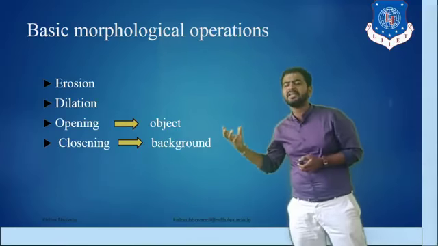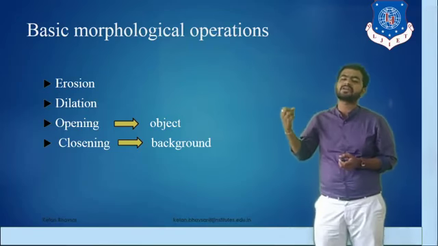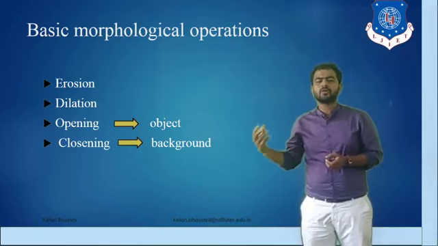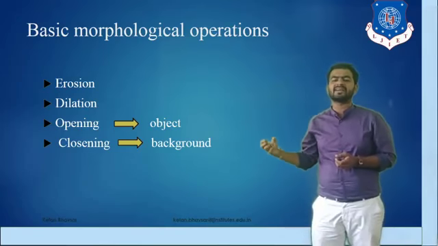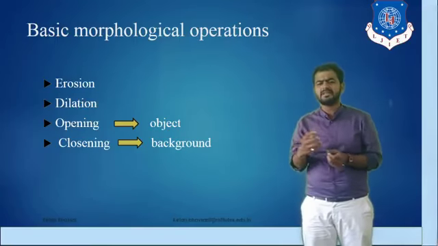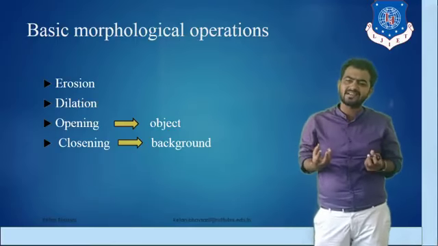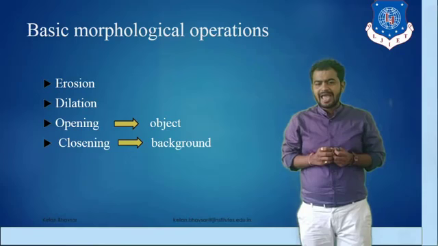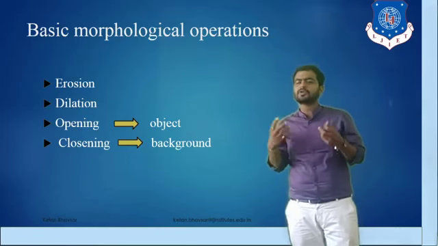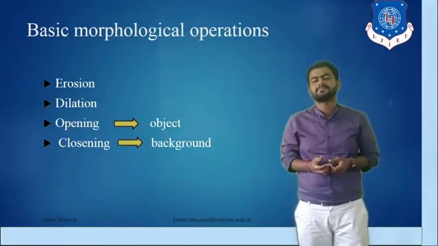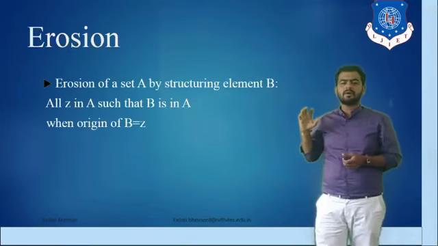Opening is generally used to extract the meaningful content from the images, called the object, and closing is generally used to remove the background from the images. In terms of that, both methods are generally used to extract the meaningful content. And also erosion and dilation play a main role to extract the meaningful content from the images, right? Now we're talking about erosion.